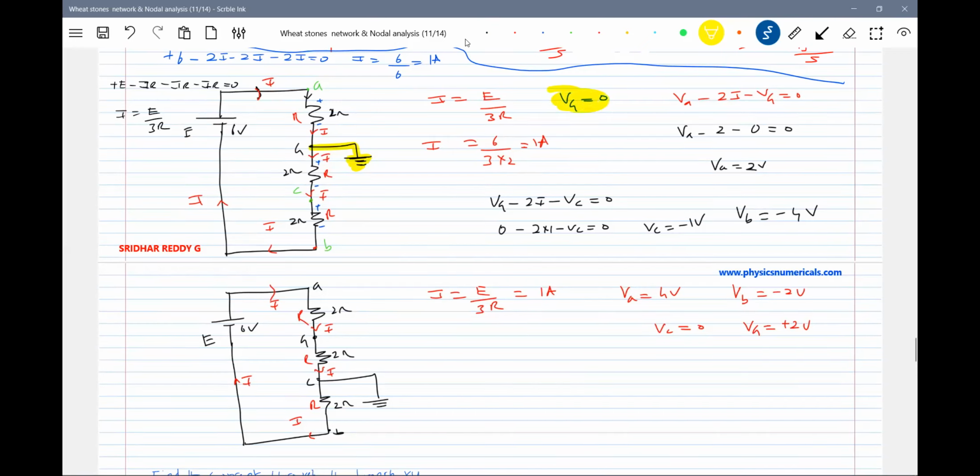So what is the absolute potential at point C? Minus 1 volt. Similarly, I want the potential at point B. What is the method again? VG minus IR minus VB equals 0. How did I get it? I'll write the equation.